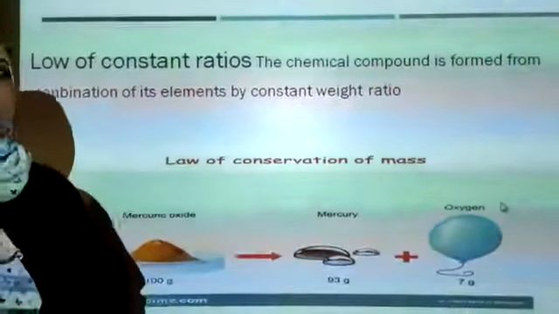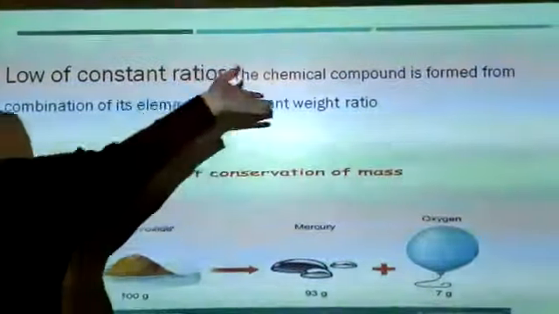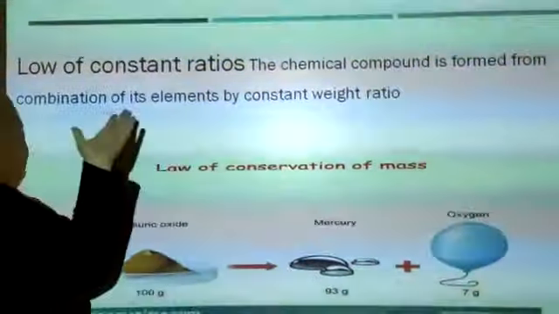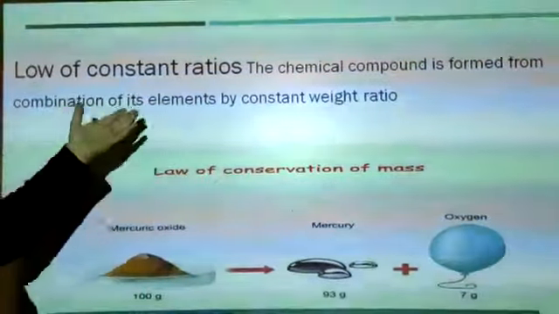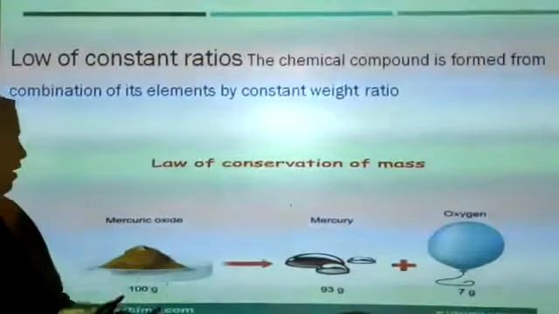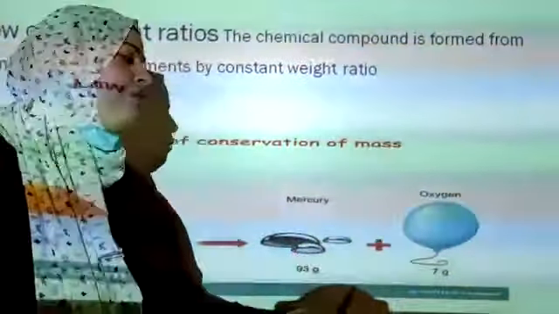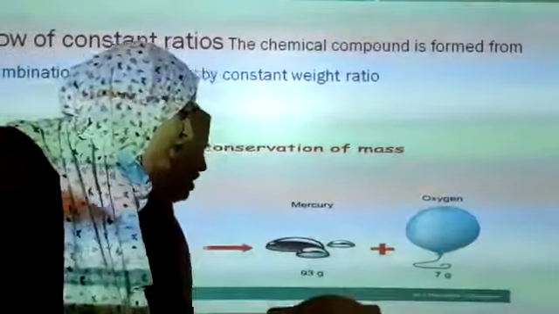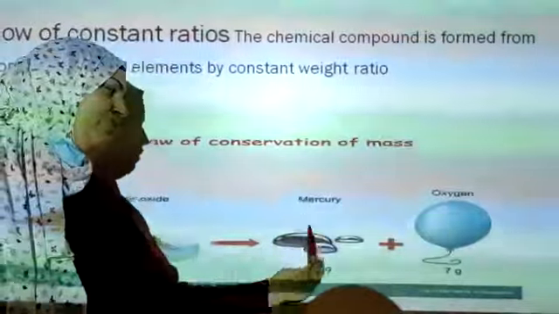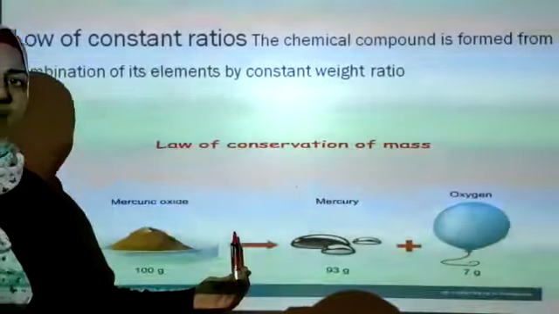The second law is the law of constant proportions. The chemical compound is formed from what? Formed from the combination of the elements by a constant weight ratio. If we make a chemical reaction between oxygen and mercury, we will use 7 grams of oxygen combined with 93 grams of mercury to form 100 grams of mercury oxide.